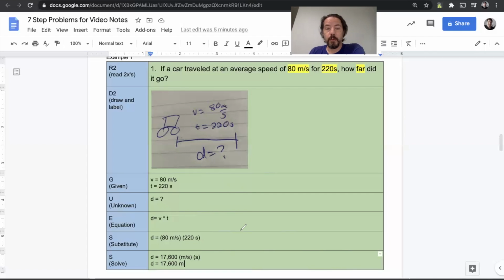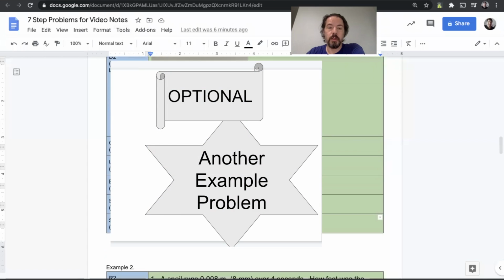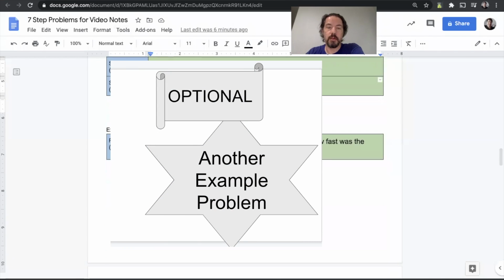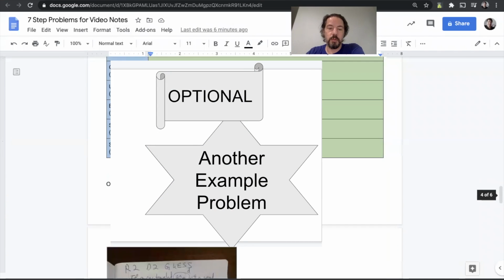Okay, so that concludes this section of the video notes. If you feel comfortable, you can go straight into the homework problems and work through those as best you can. If you want to see another example, I'm going to work another example and show you how to do that. So I'm going to go ahead and show you the next example here. So here's our new problem.